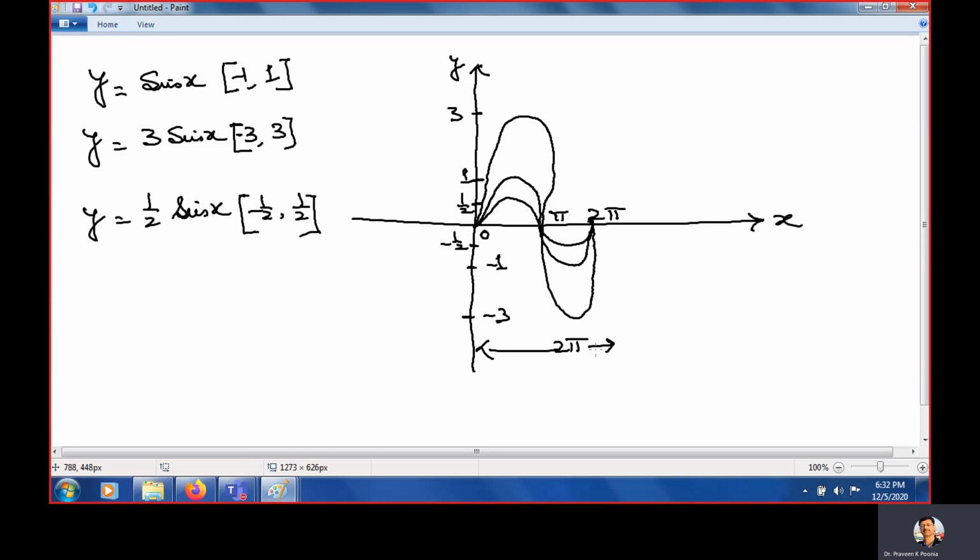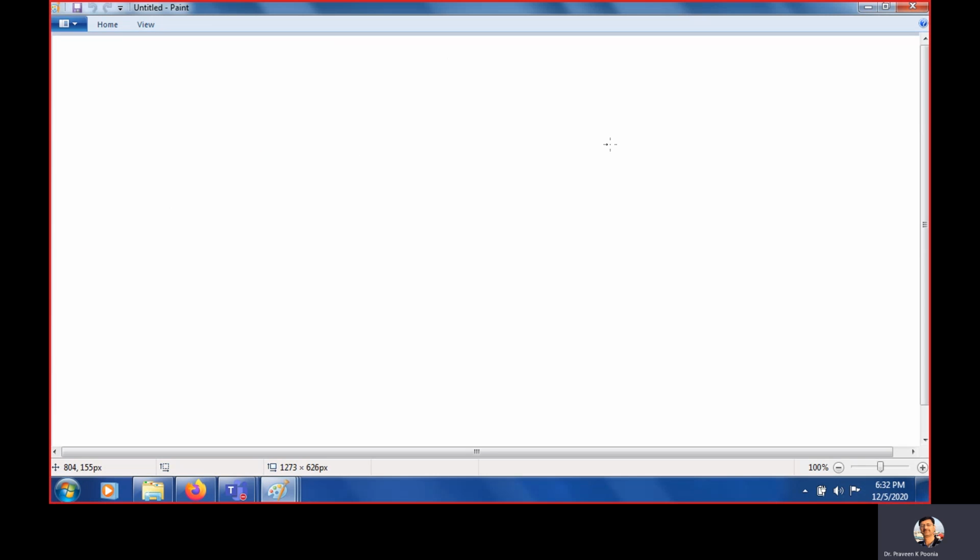Length is same. Only it expands. If it is less than 1 by 2, so here is 1, it is coming down. This height is 1 by 2, this height is 1, this height is 3. This is the difference only. Clear? So if A is there, the range of the trigonometric function is changing. Clear? So because of A, the range is changing.